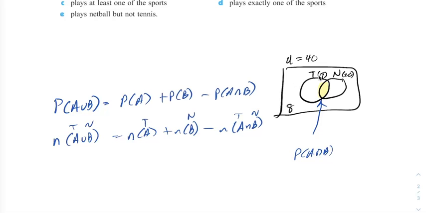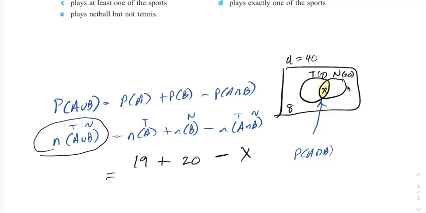So in tennis, we have 19. In netball, we have 20. I don't know what the middle is, so I'll put an X there. Now here's the key to the problem. N of T union B. How many are in tennis or netball? Now the very simple way to find this, it's always the same. You do the universe minus neither.